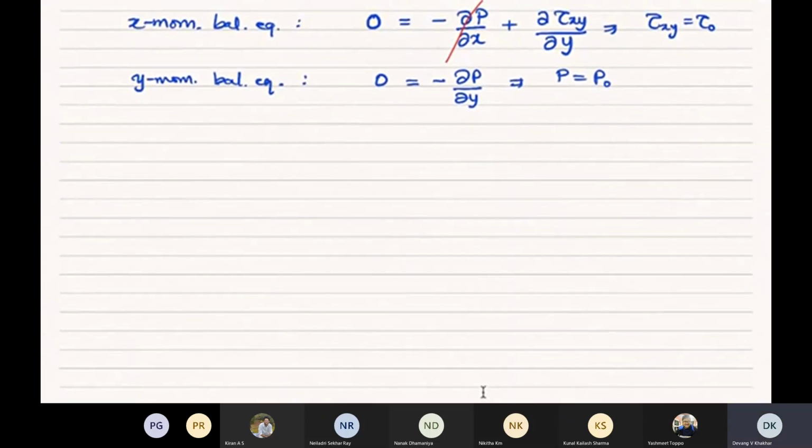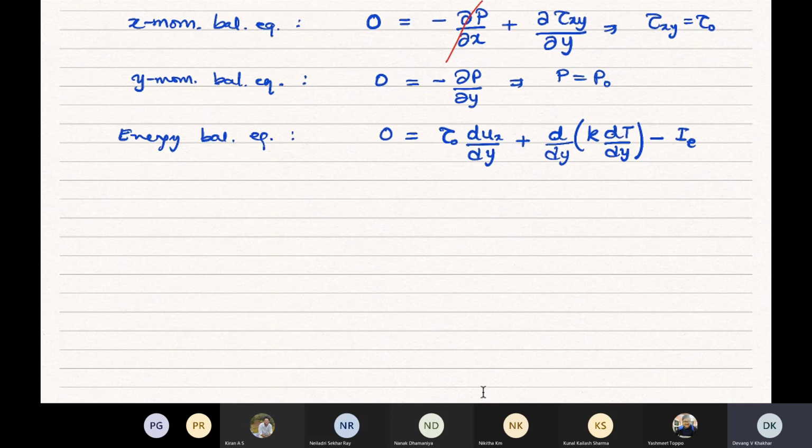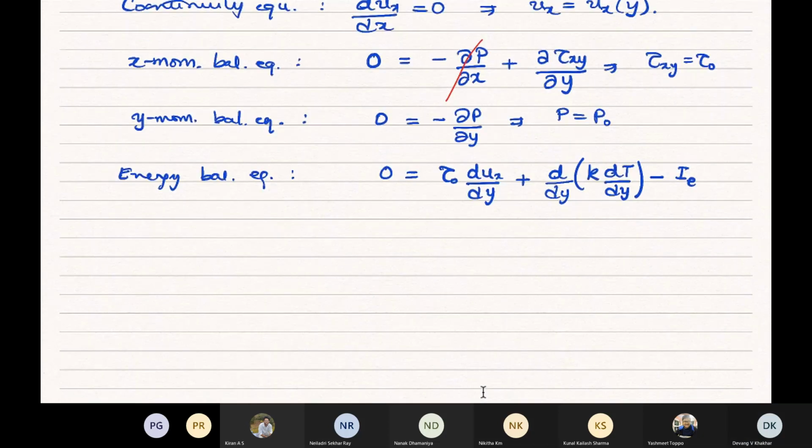And then you'd also have the energy balance equation. Again, on the left hand side, everything is 0. And you'll have the viscous dissipation, which is non-zero. This will give us tau 0 into dux by dy. And then you have a conduction term, which is d by dy of k into dT by dy, and then you have, of course, the loss due to inelastic collision. So these are the equations.